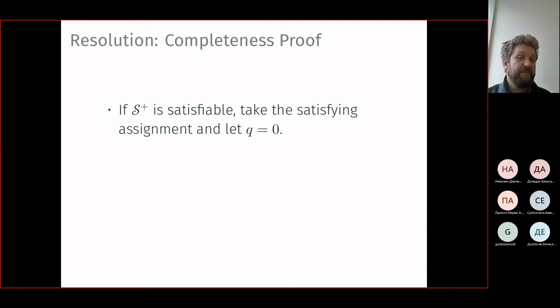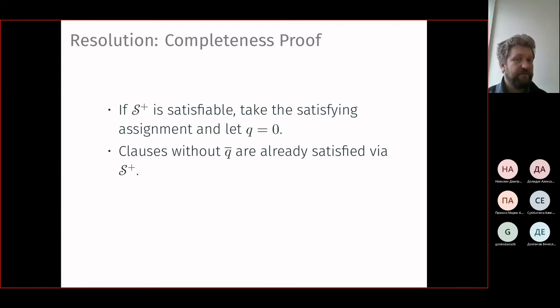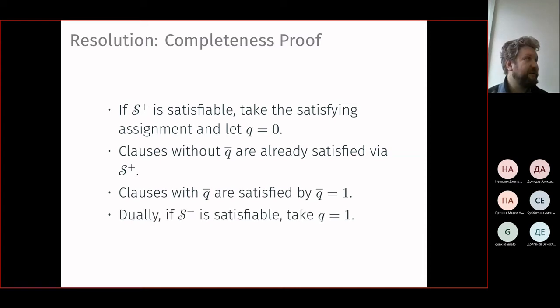If S plus is satisfiable, then we can take this satisfying assignment and let Q be 0. What happens then? Everything in S plus is satisfied, and everything else includes not Q, so it will be immediately satisfied by making Q 0. And if S minus is satisfied, we'll take Q equals 1. And it finishes the proof.